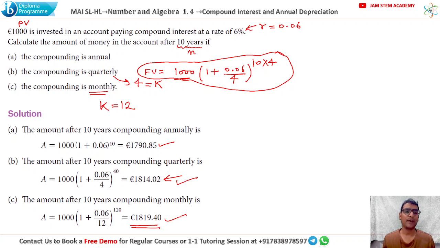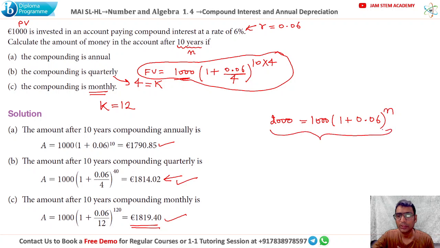So in this way, we can find the final amount. Or if the final amount is given and they are asking, let's say, find how many years it will take to double the amount if it is compounded annually. In that case, take the final amount as 2000, which should equal the initial investment 1000 times (1 + 0.06), annually compounded with the same interest rate of 6%, raised to the power n.